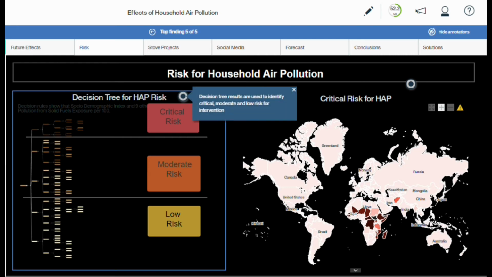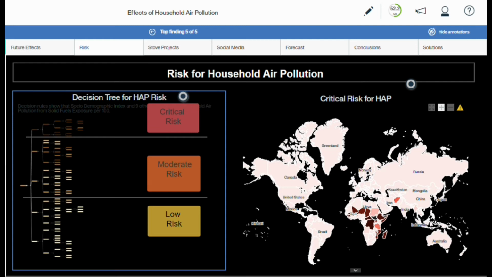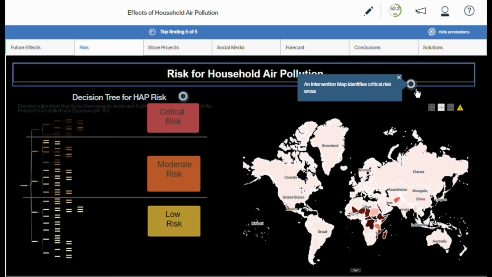The top branch of the decision tree predicts household air pollution exposure as 80 for every 100 people. The critical risk group is delineated from moderate and low risk groups as data groups within Watson Analytics. The new column is fed into a map of critical risk for intervention. Countries in Afghanistan and Africa exhibit the most critical risk for HAP.